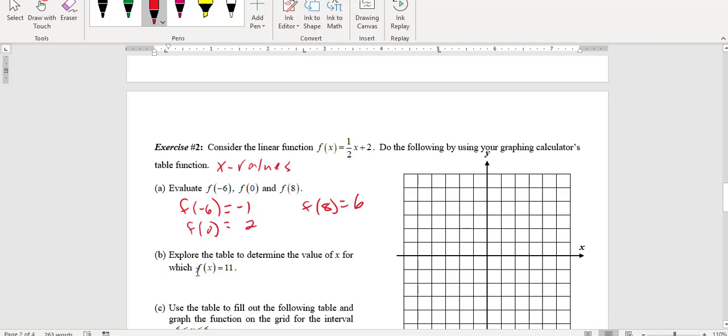And then the next one here, explore the table to determine the value of x for which f of x equals 11. So just like we did in the previous example, we take a look at what does this actually say. Unlike this one, this is not giving us x. This is actually saying that y equals 11. So I can go to my table and I can see where y is 11.